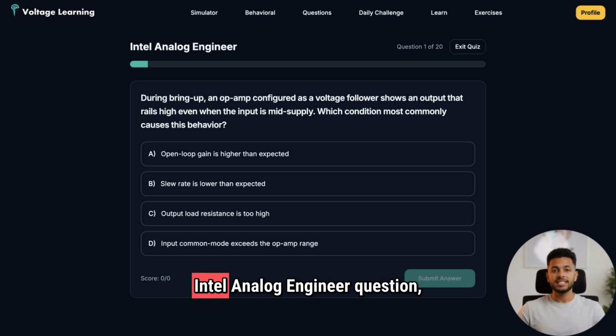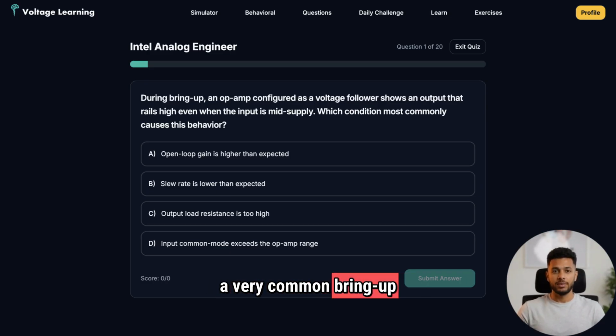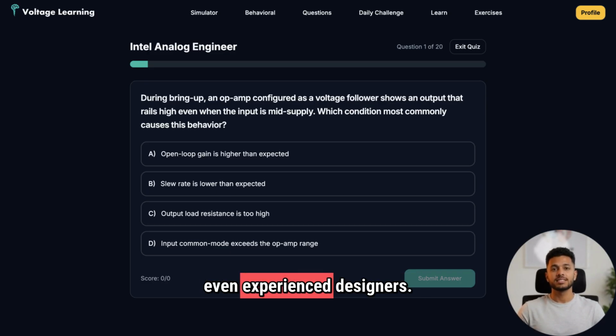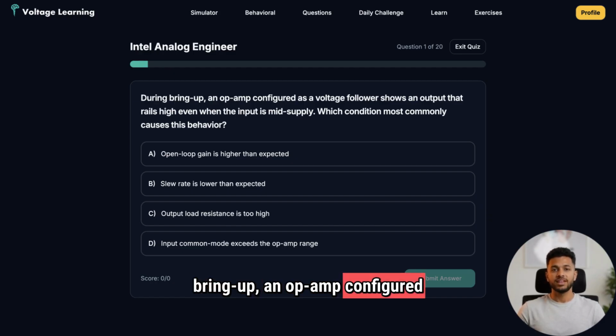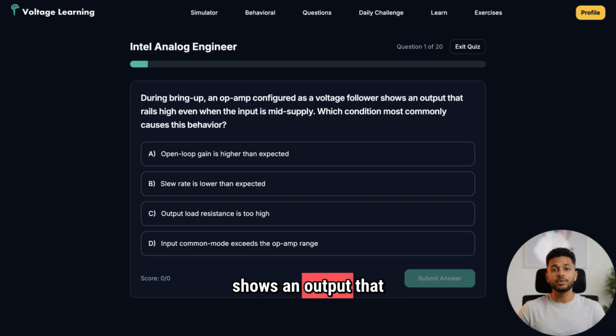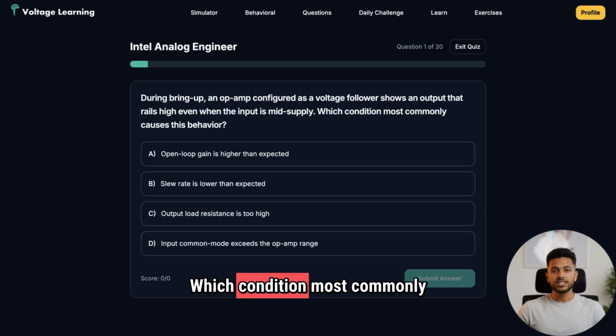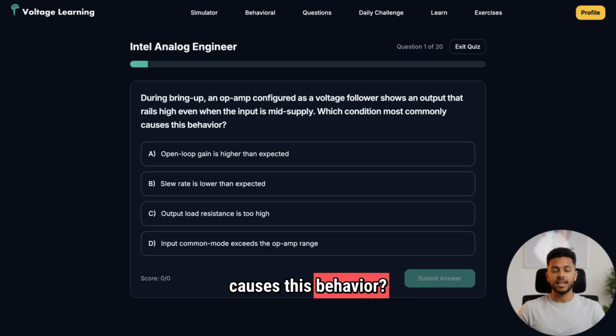Let's walk through this Intel analog engineer question because it touches on a very common bring-up issue that trips up even experienced designers. The question asks: during bring-up, an op-amp configured as a voltage follower shows an output that rails high even when the input is at mid-supply. Which condition most commonly causes this behavior?